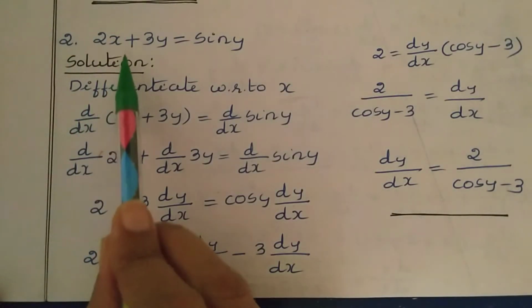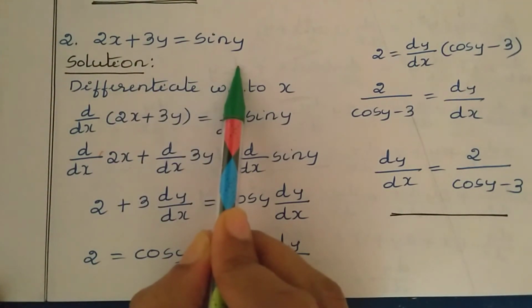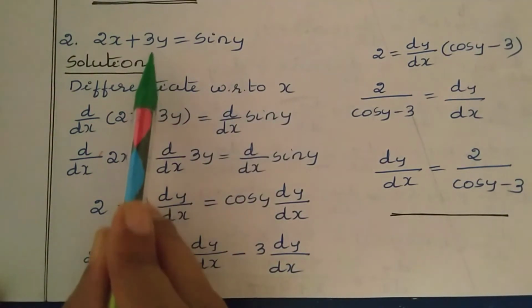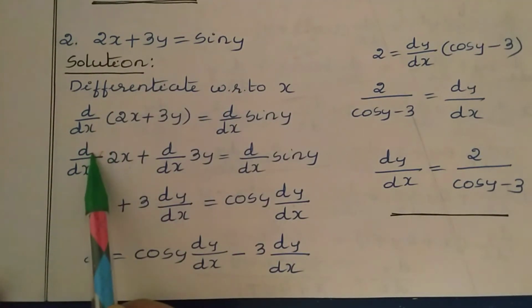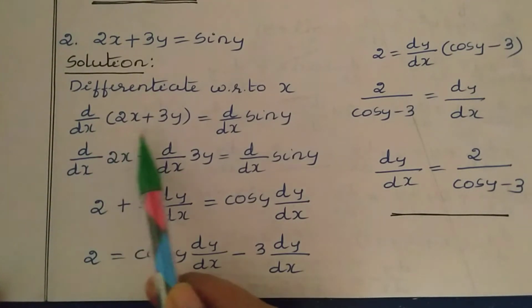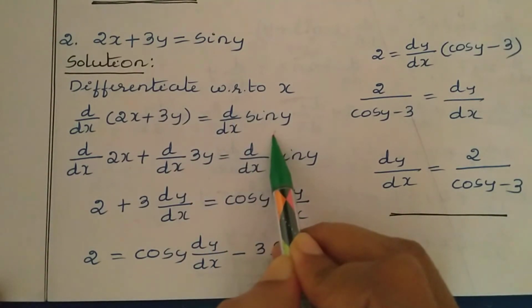Second problem, 2x plus 3y is equal to sin y. Again, differentiate this given problem with respect to x. So on the left hand side, d by dx of 2x plus 3y is equal to d by dx of sin y.